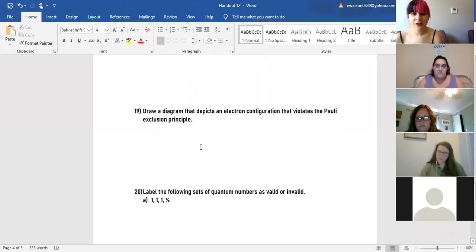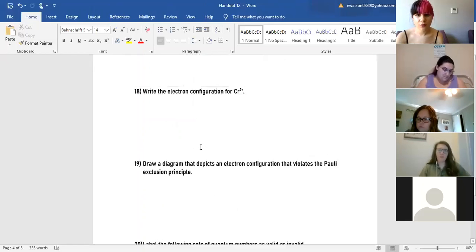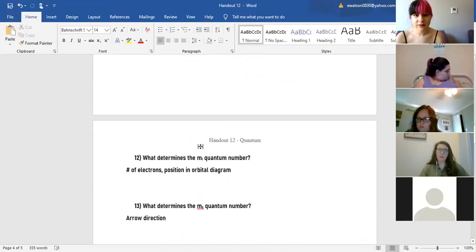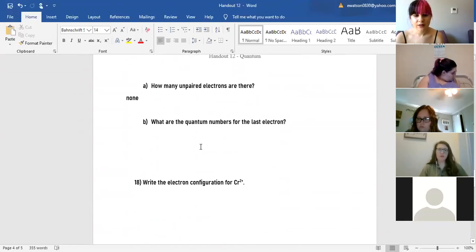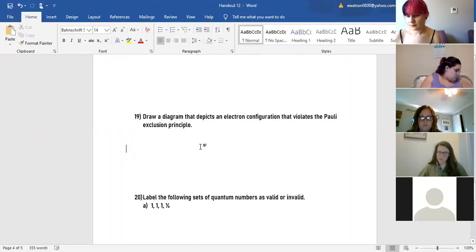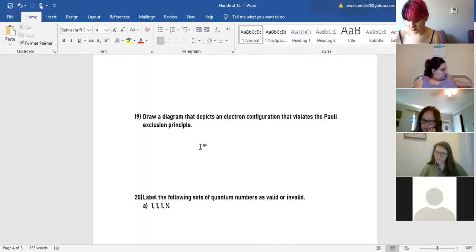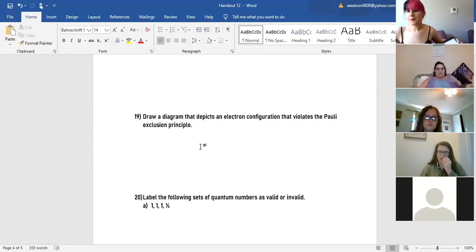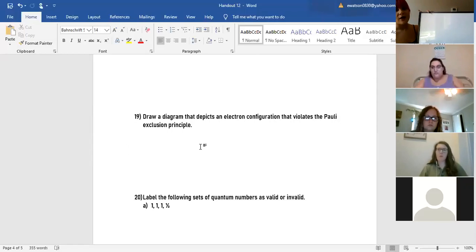Draw a diagram that depicts an electron configuration that violates the Pauli exclusion principle. So we talked about that up here, right? What does the Pauli exclusion principle say again? No two electrons can have the same quantum number. So I'm going to show you how that's going to happen.